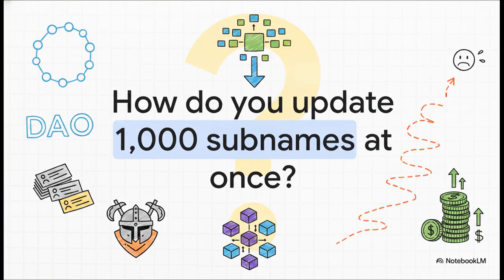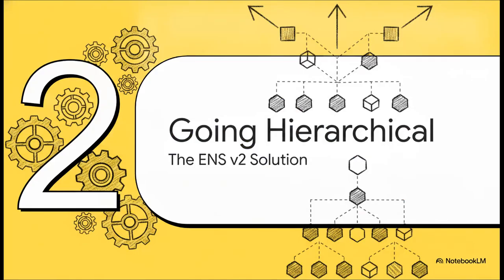To really feel the ultimate pain point of V1, imagine you're running a DAO or a big gaming guild. At the end of a season, you need to update or reset, say, 1,000 member subnames. In ENS v1, you had to modify each and every one of those individually. I mean, just imagine the tediousness of that. And even worse, imagine the astronomical gas fees of processing 1,000 separate transactions just to manage your own organization's namespace. It's a total nightmare. Which brings us to Part 2, ENS v2, going hierarchical.